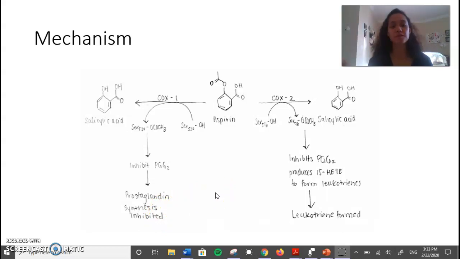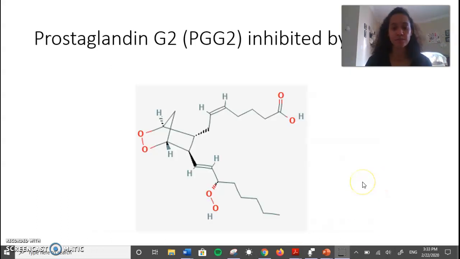On the other side, you see that aspirin does also interact with the other byproducts of arachidonic acid, and leukotriene can still be formed. So here we have the prostaglandin G2, and that's inhibited by the aspirin. That's the actual enzyme or the actual substance, the structure of the substance that is inhibited. And therefore, that's how aspirin on a mechanistic level operates. Thank you.